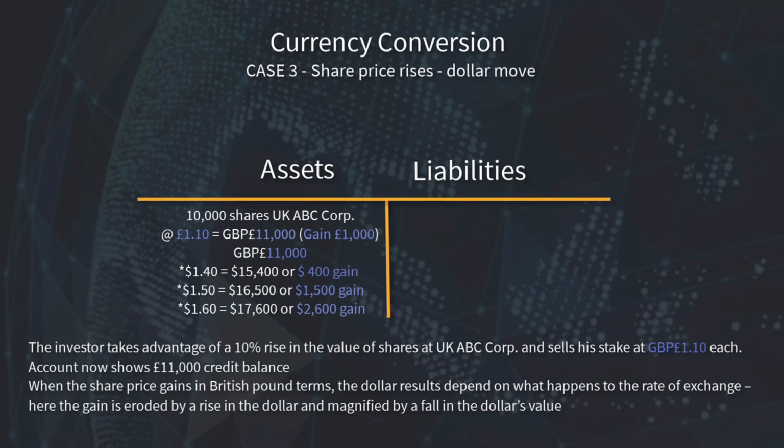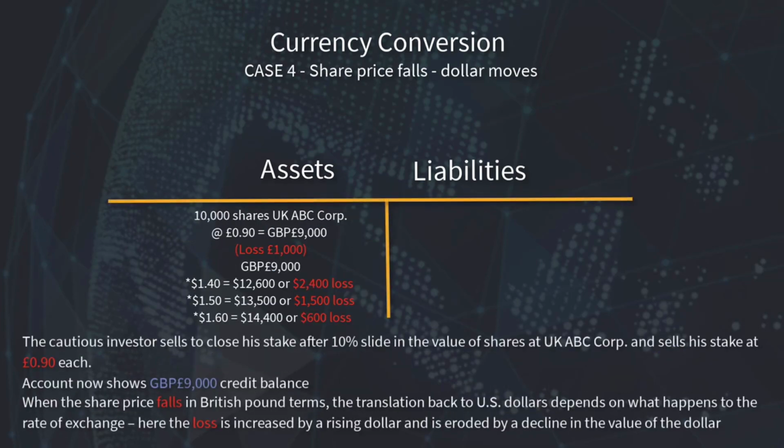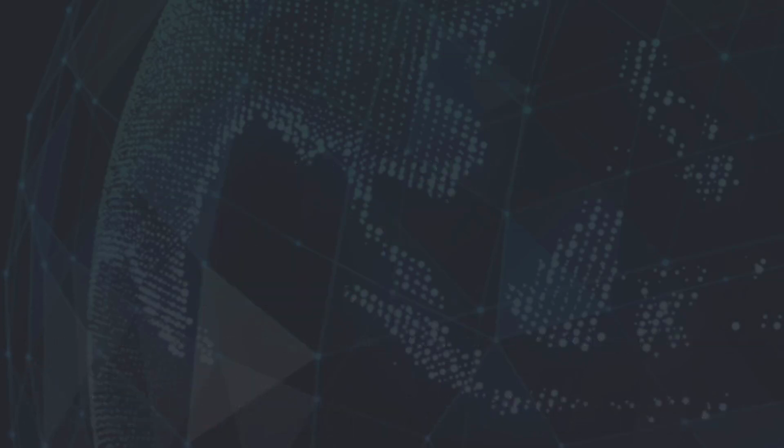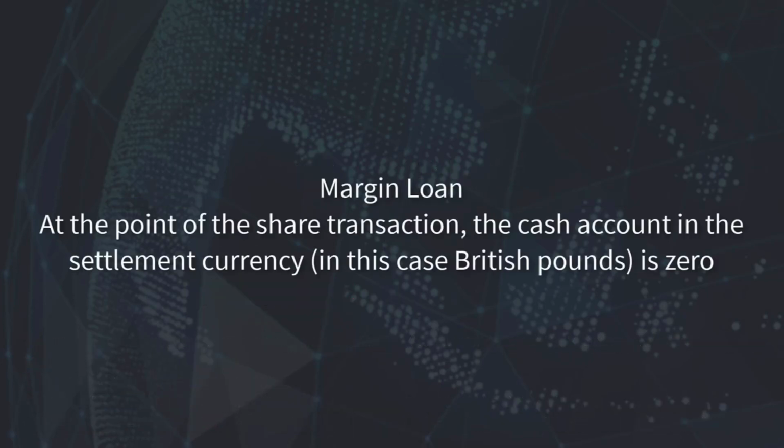Currency conversion, case 3. Now let's assume shares increase by 10% so that the investor has a £1,000 capital gain. On screen displays the impact of that capital gain on the stock when the dollar gains, remains the same, and declines versus the pound. And if shares fall by 10%, the investor has a £1,000 capital loss. On screen displays the impact of that capital loss from the stock when the dollar gains, remains the same, and declines versus the pound.